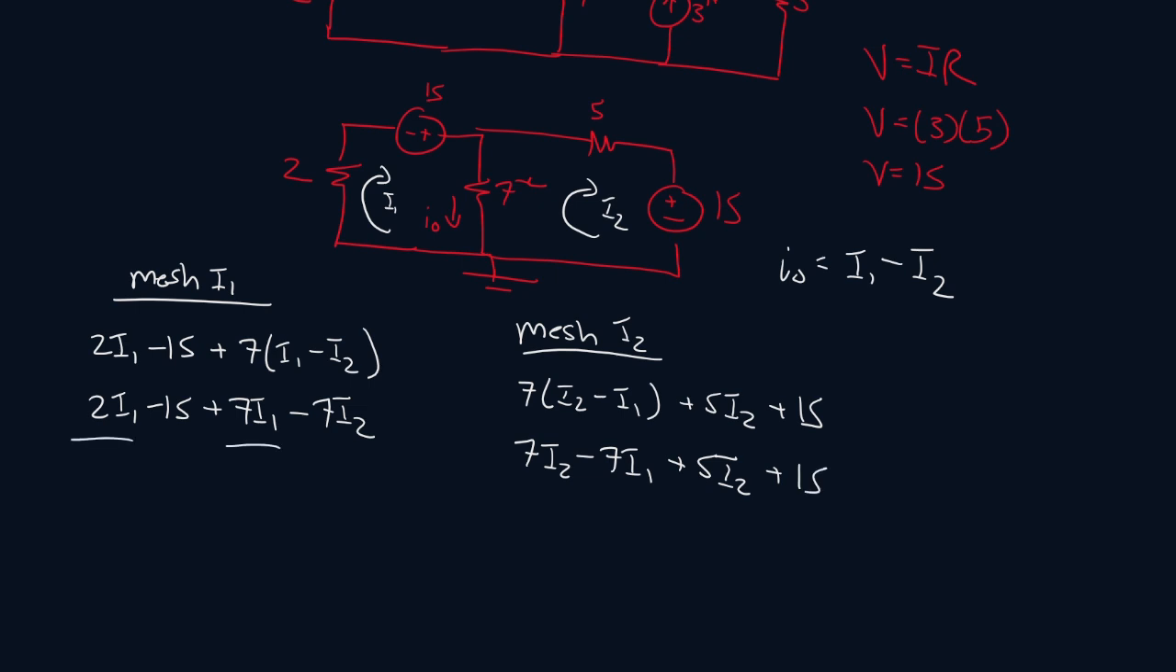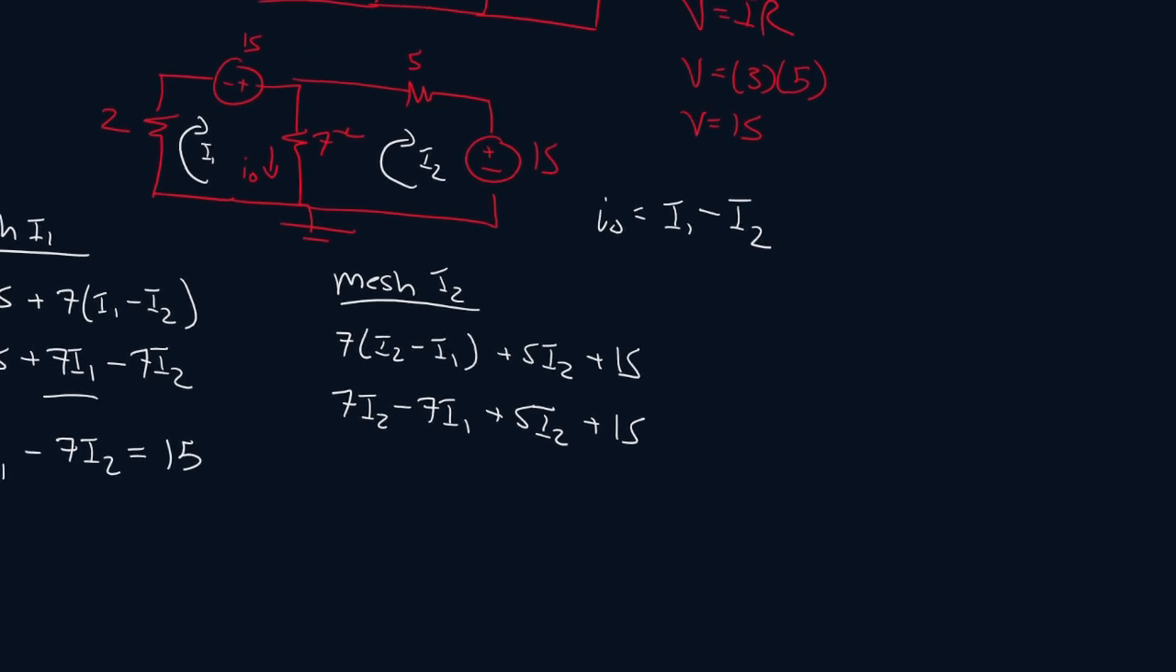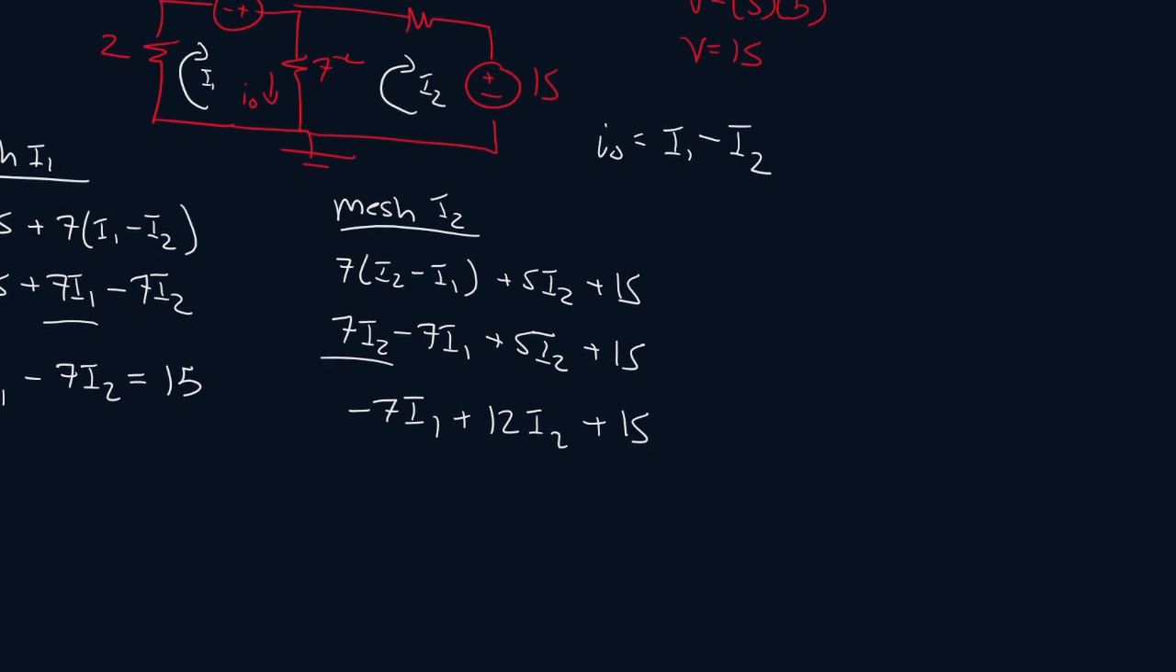So we have this and this. So 9 I1 minus 7 I2. Let's bring the 15 to the other side, so it'll be equal to 15. Now this one, we have 1 I1, so minus 7 I1. Combine these two, 7 plus 5. That gives you 12 I2 plus 15. Let's solve for I1. Actually, let me just bring the I1 to the other side. So it'll be 12 I2 plus 15 equals 7 I1.